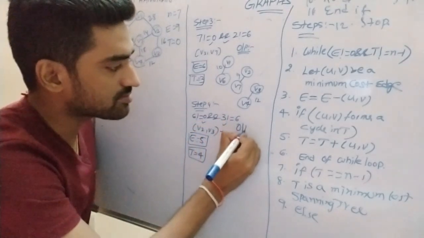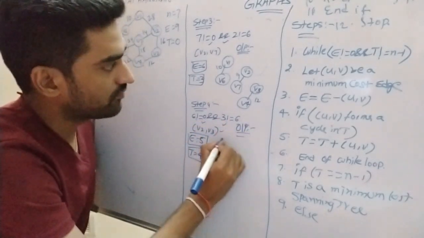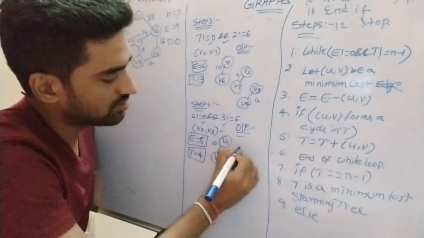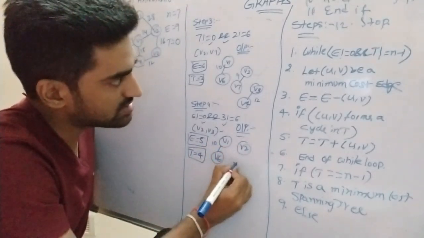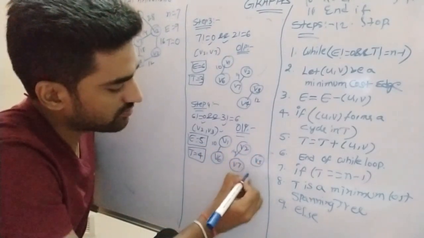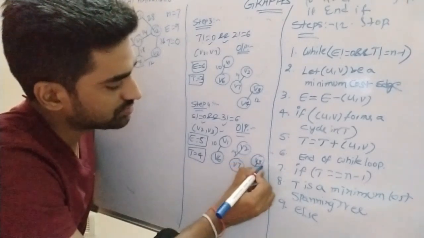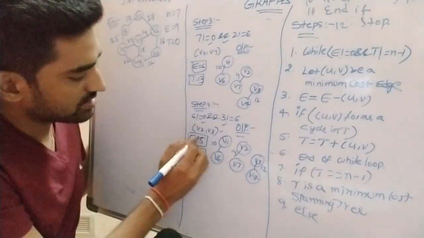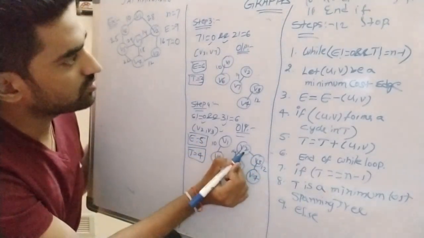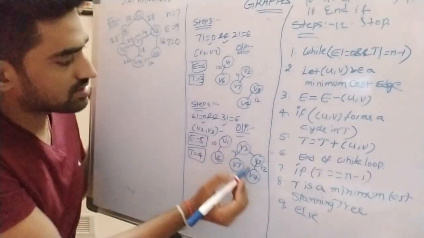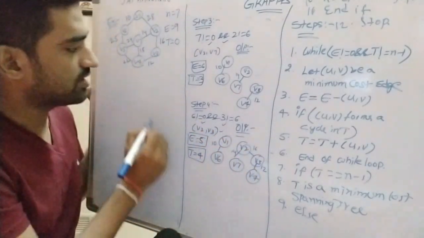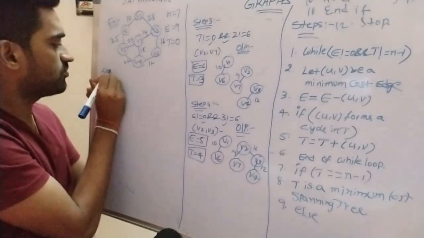Now output becomes V1, V6, 10, V2, V7, 14, V3, V4, 12. What is the next edge? V2, V3 becomes 16. Right? So after completion of this step, then we are entering into one more step, that is step 5.